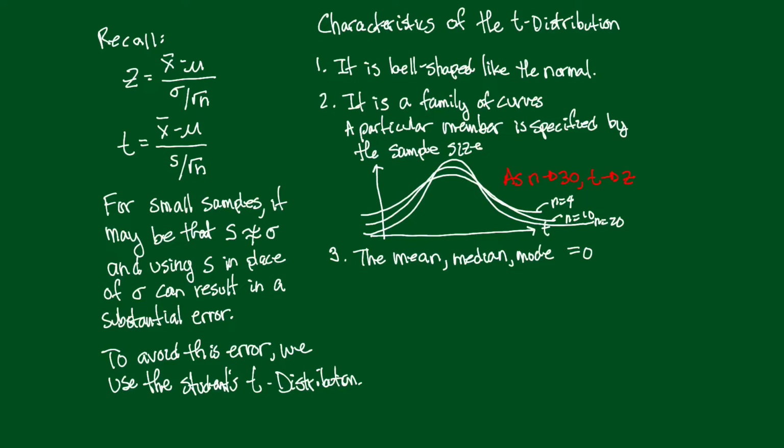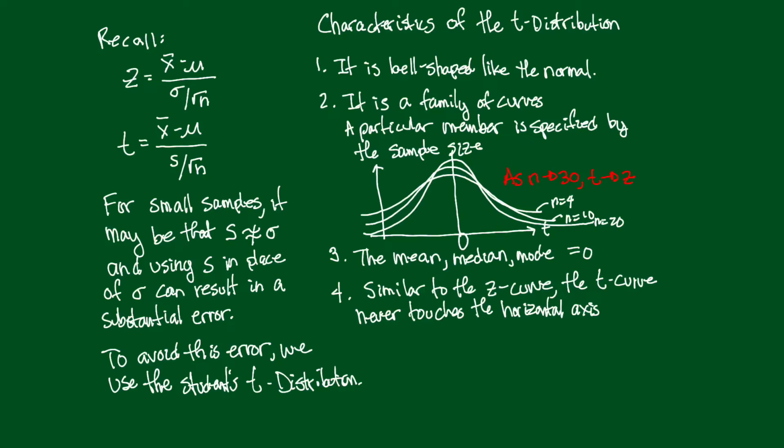And the mean, the median, and the mode are all in the same place, and they're all at 0. Right? So this is like z. We've already standardized things out. So the mean, median, mode, they're all there right at that point of symmetry. They're all equal to 0, just like in the z distribution. And just as the z-curve does, this t-curve never touches the horizontal axis.